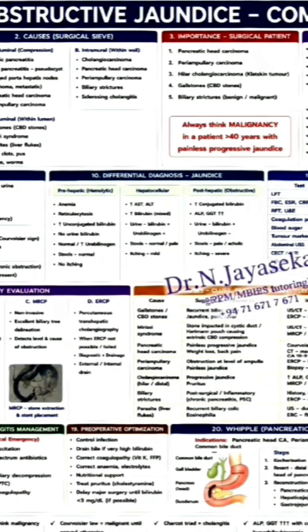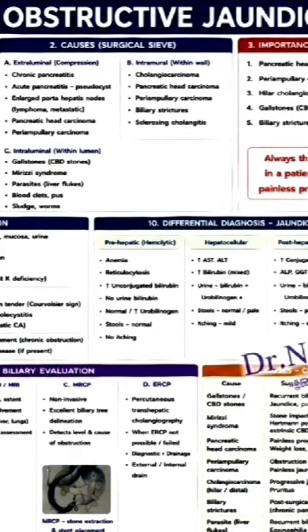The basic concept that you have to understand is that normally the bile is produced in the liver. Then it travels through the biliary tree and finally enters the duodenum. Bile is very important for bilirubin excretion, fat digestion, and absorption of fat-soluble vitamins. In obstructive jaundice, something blocks this pathway. So, the bile can't enter the intestine.